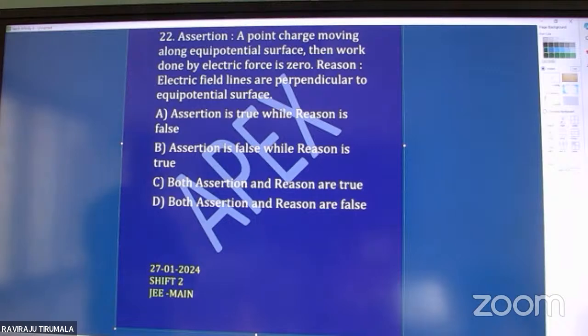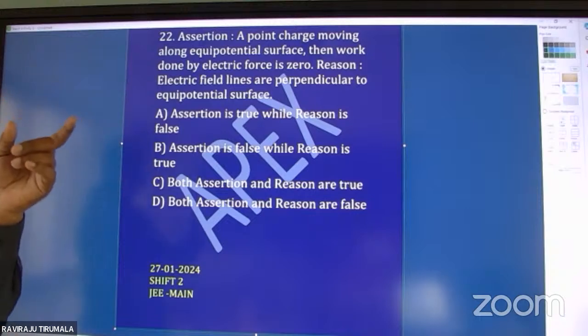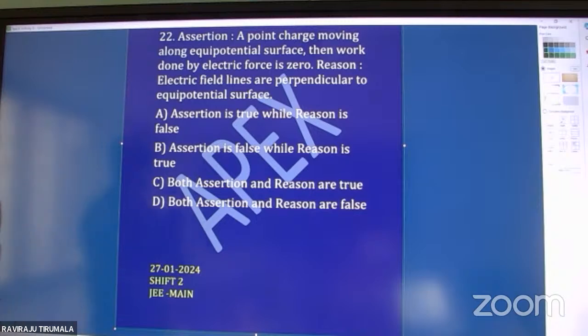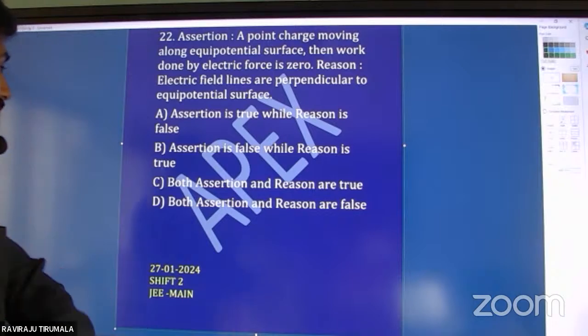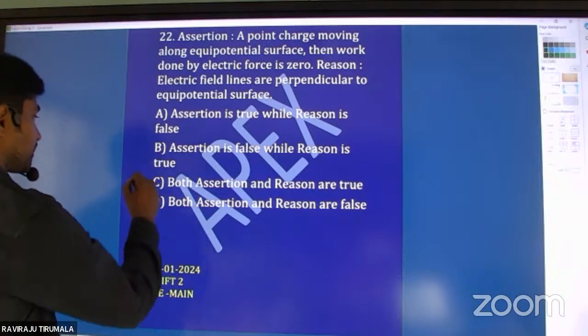A point charge moving along an equipotential surface, then work done by electric force is 0. Is that so? If moved on an equipotential surface, with the same potential the work becomes 0. Then electric field lines are perpendicular to the equipotential surface, that is also correct only. Both are very basic and correct statements. So assertion and reason both are correct only. Option C will be the correct answer then. Okay.